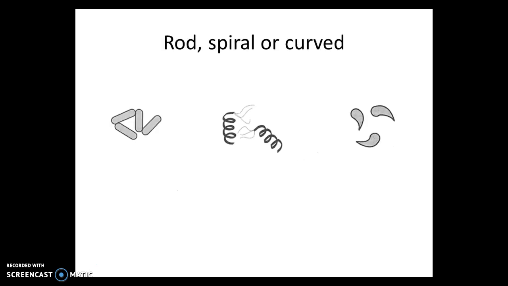Now the other groups of bacteria are rod, spiral or curved. So we'll look at the rod ones first. They're referred to as bacillus. The spiral ones are referred to as spirillum, and the last curved shaped ones are referred to as vibrio.